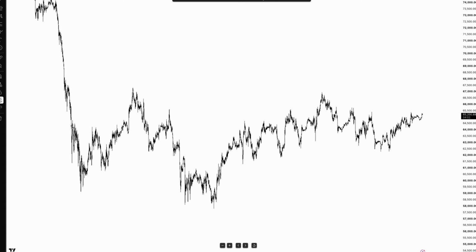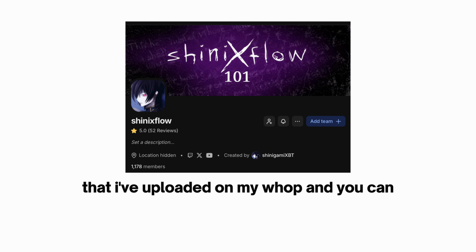itself is ranging all the way from this pivot where this level exhausted the trend that we were working with, and from that point on we have just been rotating around this mean, which is the start of the volume profile we always mark. You can actually go to my free course that I've uploaded on my WAP, and you can access it, and you will see how we mark out the volume profiles.